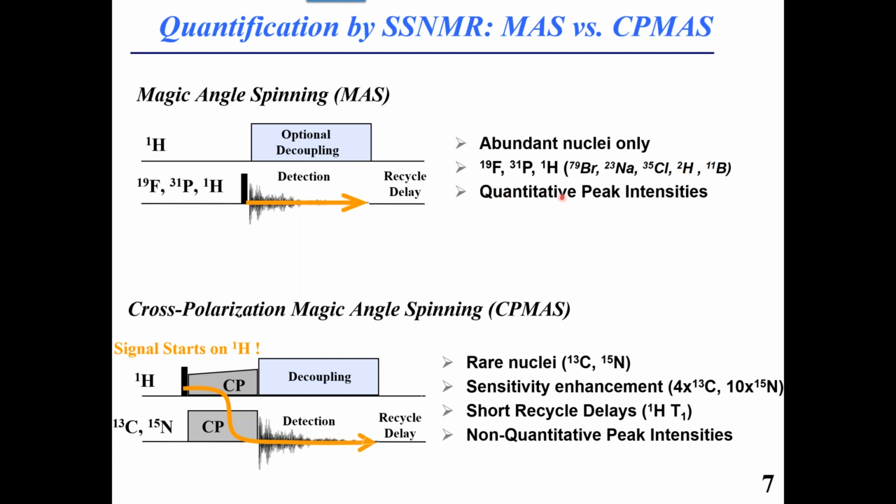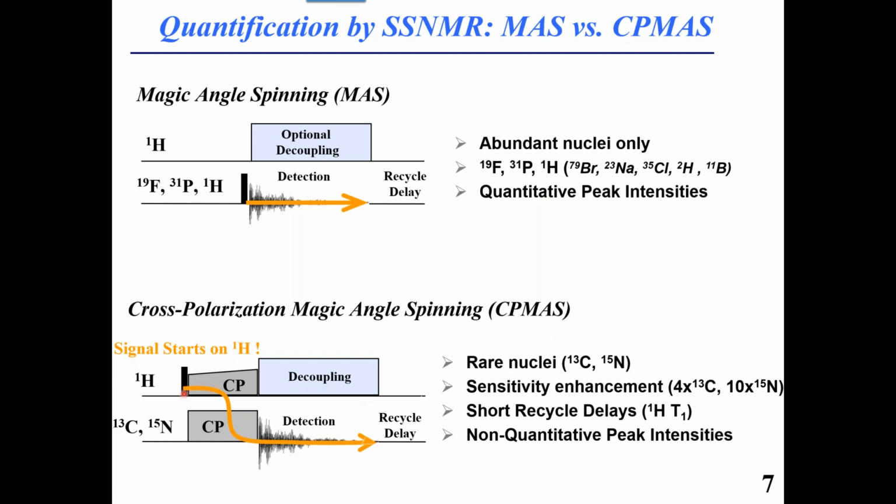It affords, from first principles, quantitative peak intensities. So if you integrate the peaks, the area under the curve ratio will be the molar ratio of the species, from first principles. No calibration mixtures necessary. Whereas cross-polarization magic angle spinning is basically a signal enhancing technique.